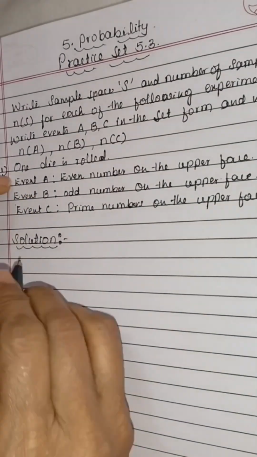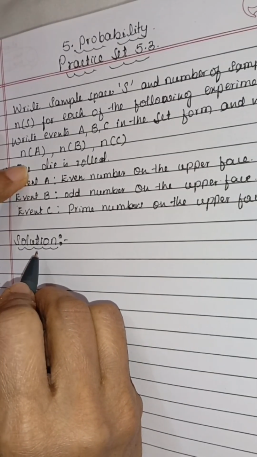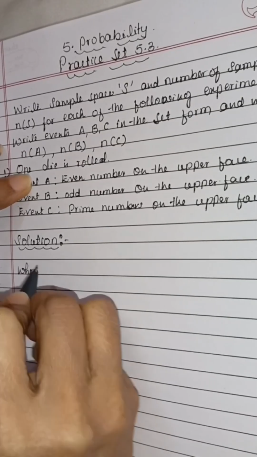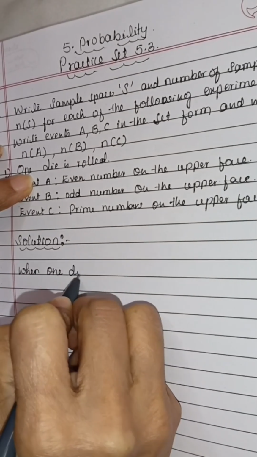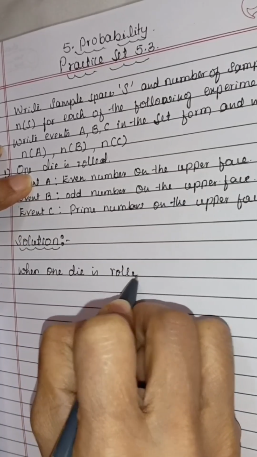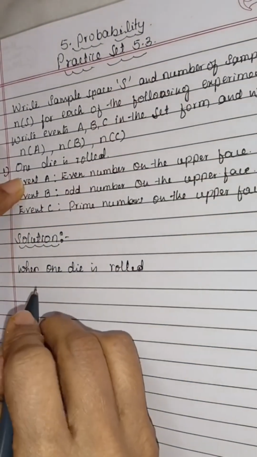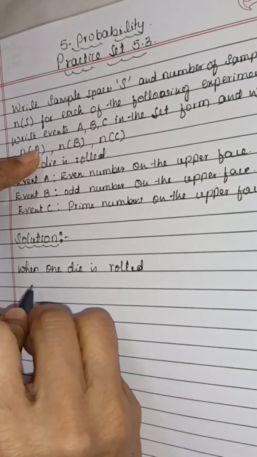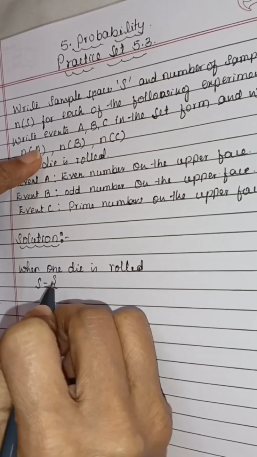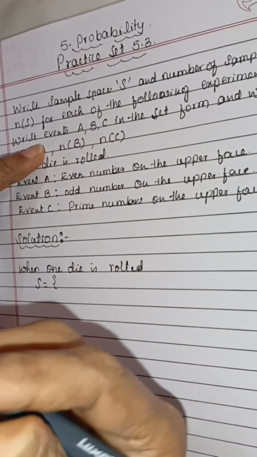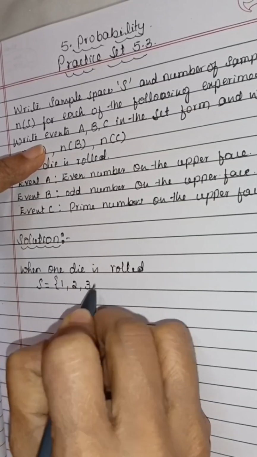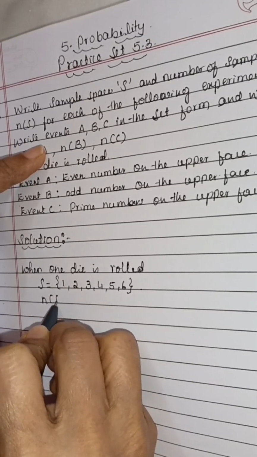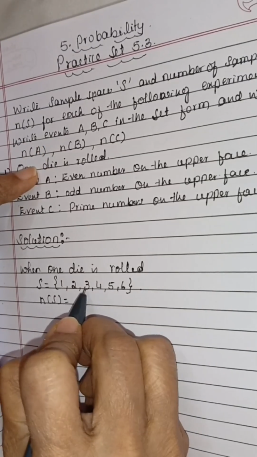Let's solve now. Solution: when one die is rolled, when one die is thrown, we get a sample space. S is, what's the sample space of one die when we throw it? 1, 2, 3, 4, 5 and 6. Therefore n of S is how many? 1, 2, 3, 4, 5, 6, so n of S is 6.